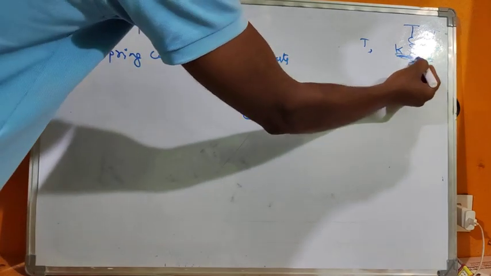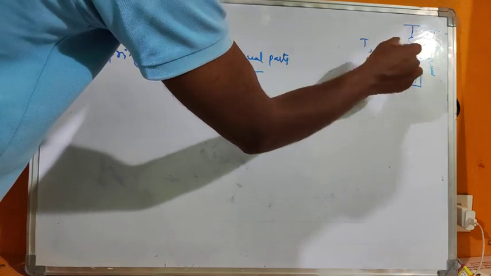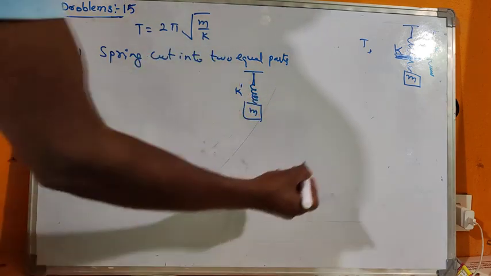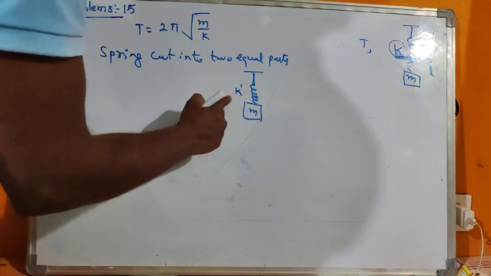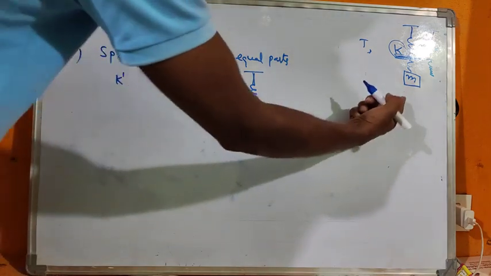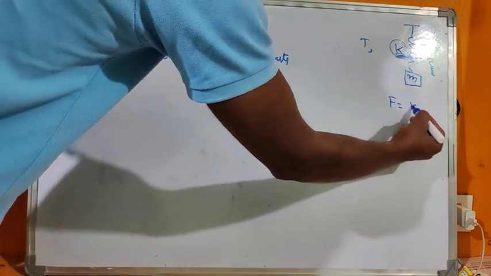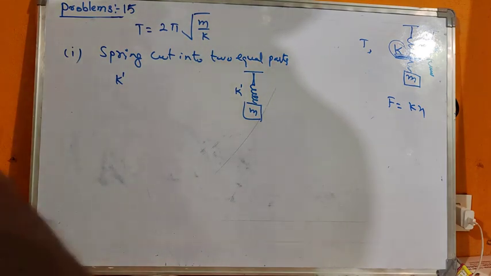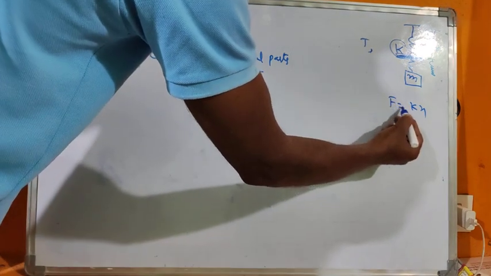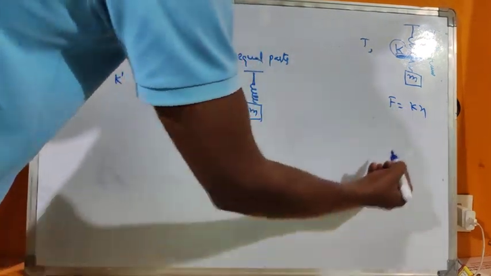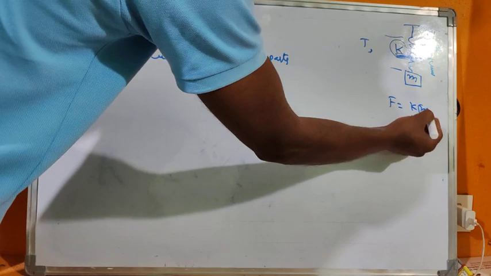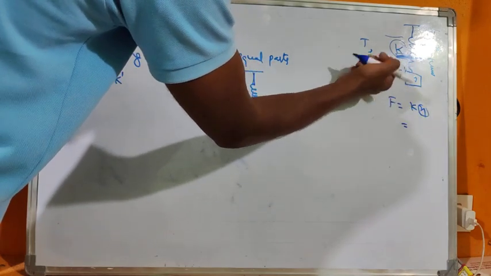After cutting the total spring into two equal parts, its k value is k prime. Before cutting it has k, and after cutting it is k prime. Then what is k prime here? Suppose we know Hooke's law, F is equal to minus kx. Forget about the minus, we take the magnitude. Then the magnitude of the spring force is F is equal to kx. If we cut this spring, then this x is the elongation, meaning the length of the spring.